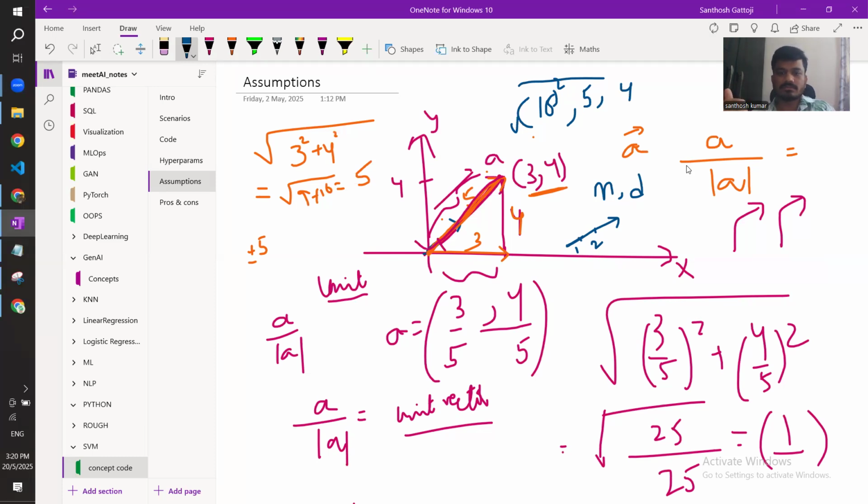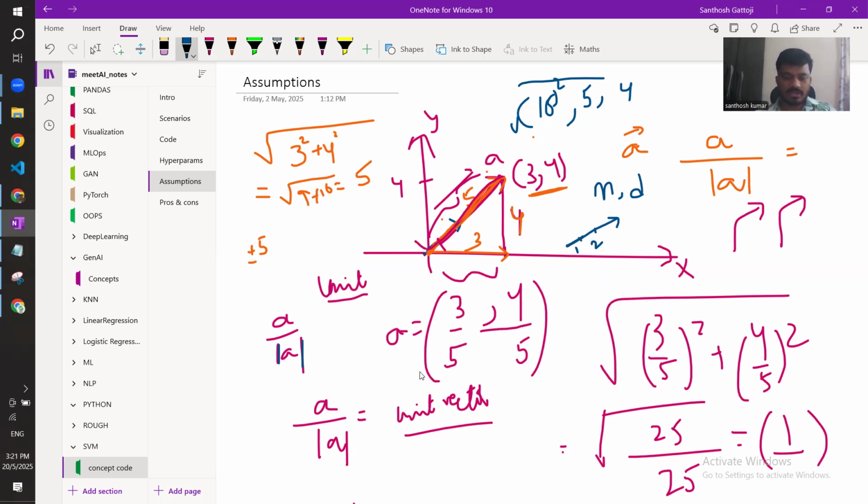Now, if you want to find a unit vector, what does that mean? When I say the unit vector of a particular A, I'm indirectly saying I want a vector in the same direction as A, but with magnitude 1. The magnitude of A could be anything, but I want that direction with magnitude 1. To do that, you divide A by the magnitude of A. When you do this, you get a unit vector: 3 by 5, 4 by 5.